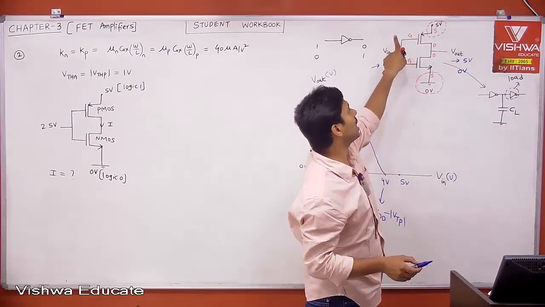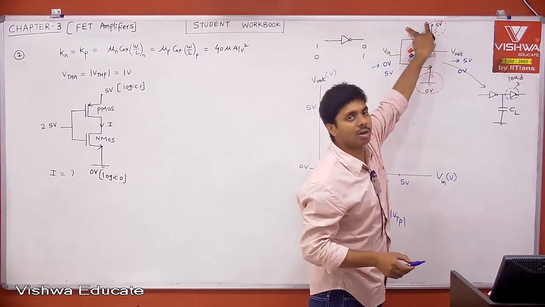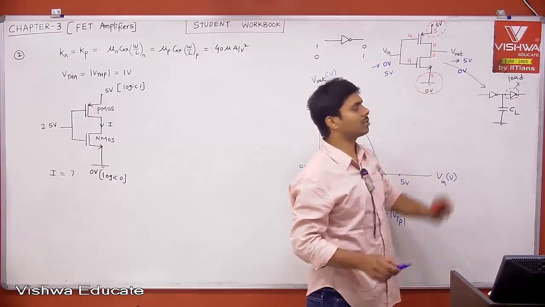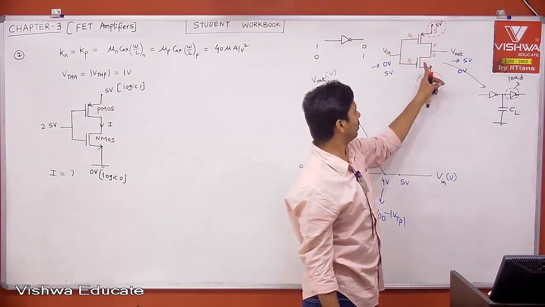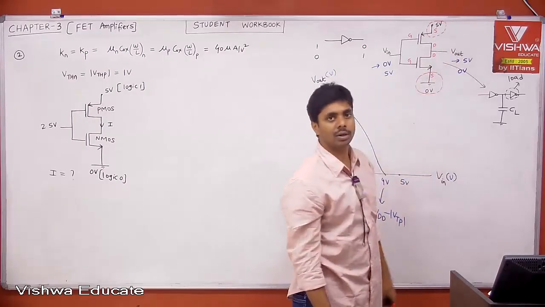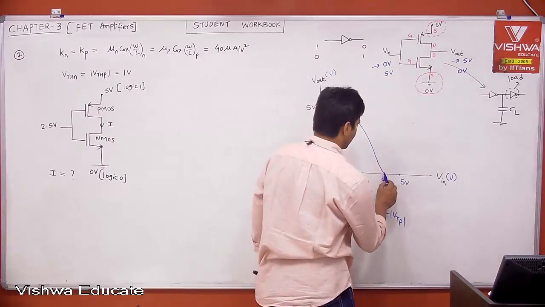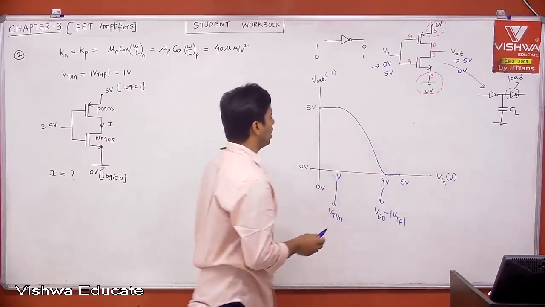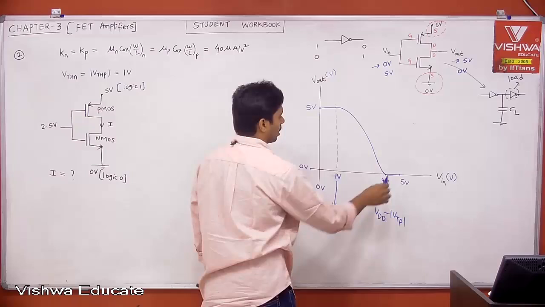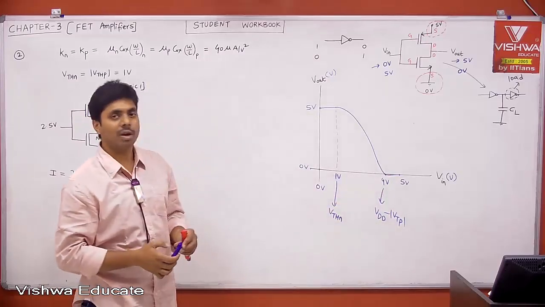Once the voltage is greater than 4, then the mod VGS of your PMOS is less than 1. PMOS is off. Then completely your output voltage will become 0. Because this is off, this is on, then completely this 0 will come to the output. This is what people say the CMOS inverter characteristics. Now, I want to explain one more point.